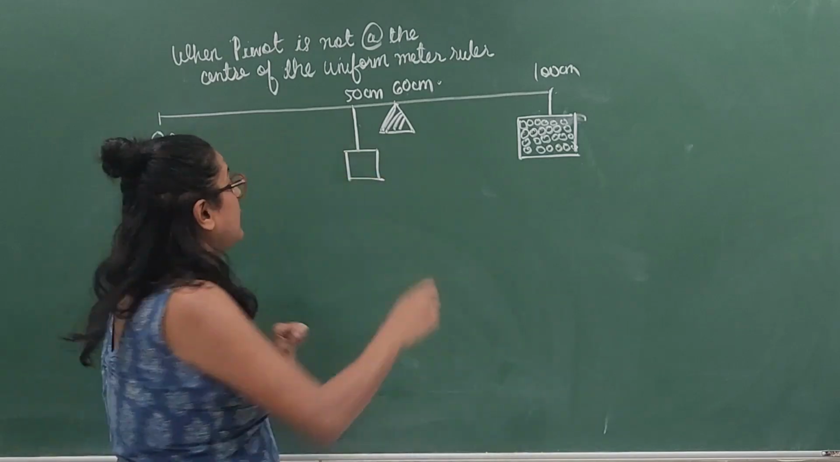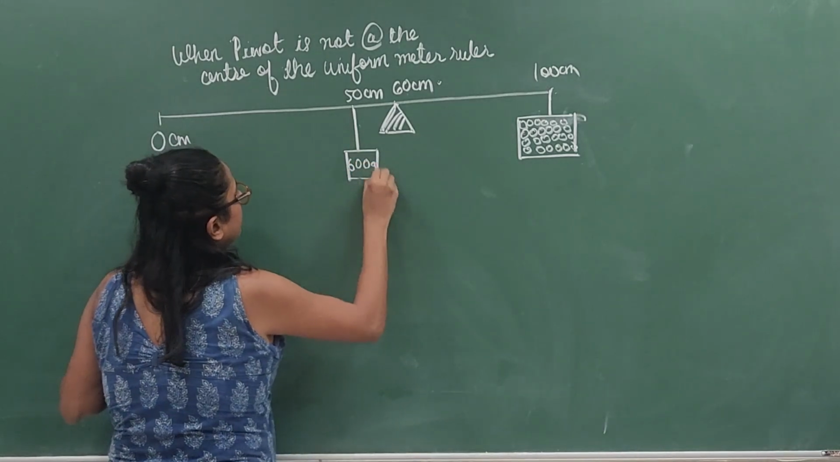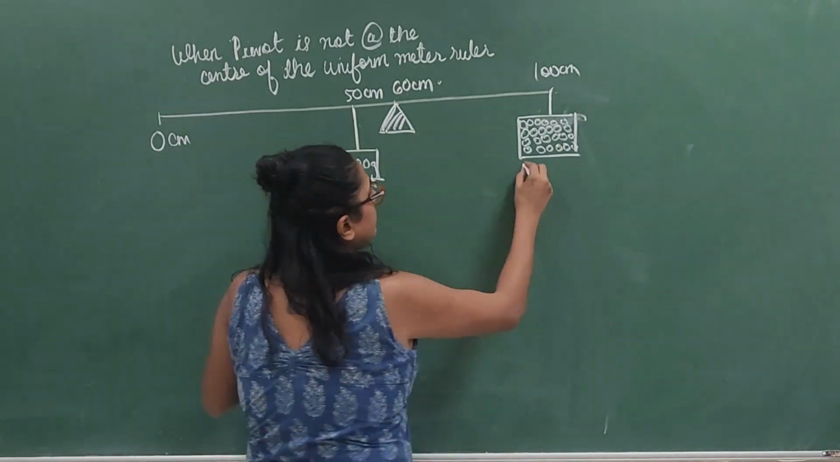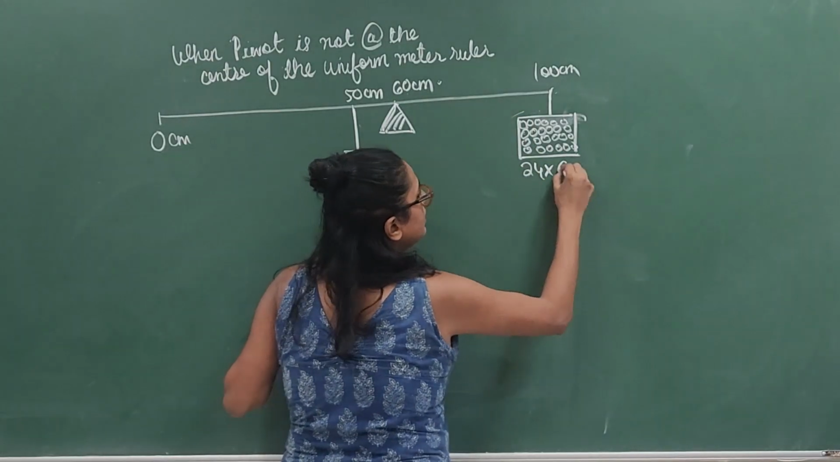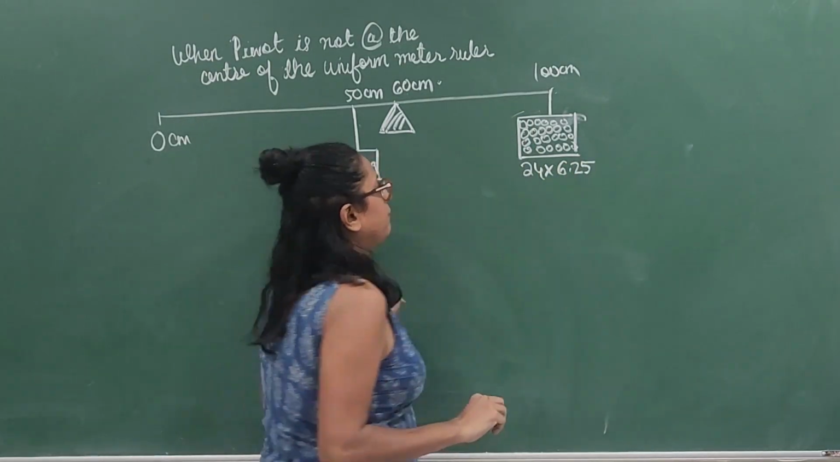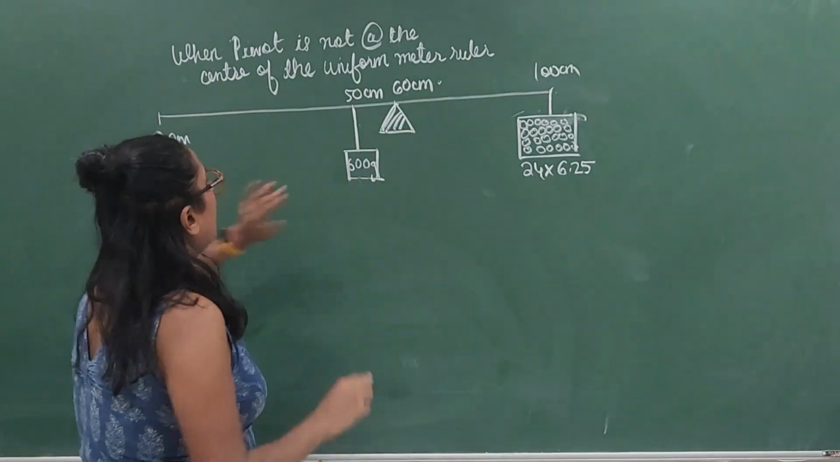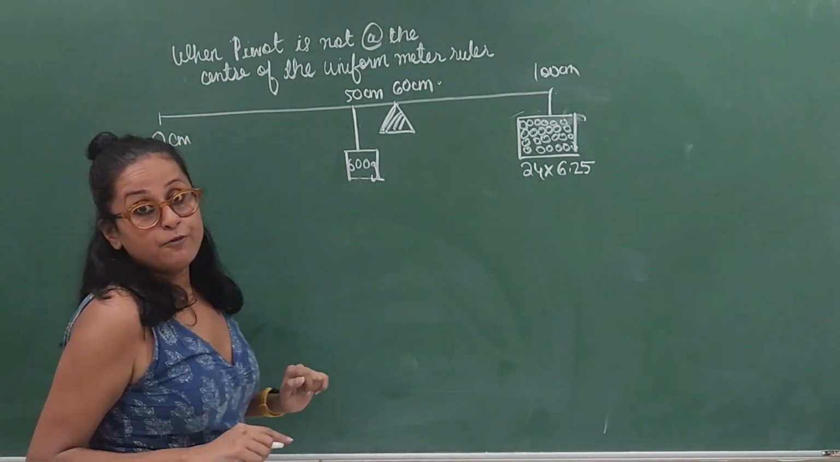The mass of this scale is 600 gram. What will be the mass of this setup? It is going to be 24, the number of balls, into 6.25. Alright, so now let us calculate by the principle of moments.